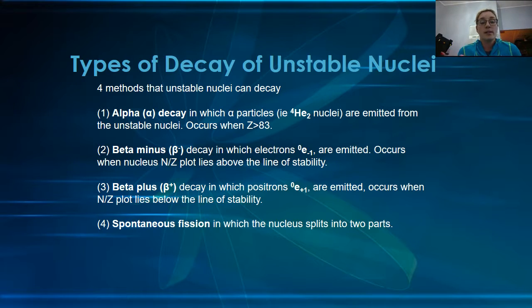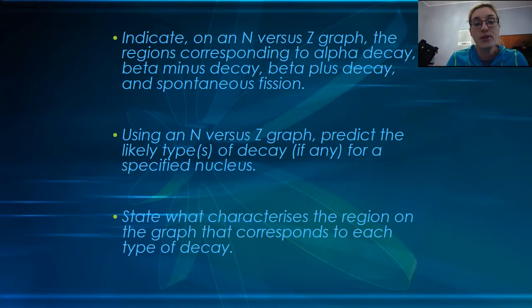The other type of decay is called beta minus decay, in which case an electron is emitted. This occurs normally along the N-Z line, which we'll have a look at in a minute, above the line of stability. Then we have beta plus decay, in which case a positron is emitted, and this occurs when the plot lies below that line of stability. The other thing that can happen is spontaneous fission, where the nucleus just splits into 2 different parts.